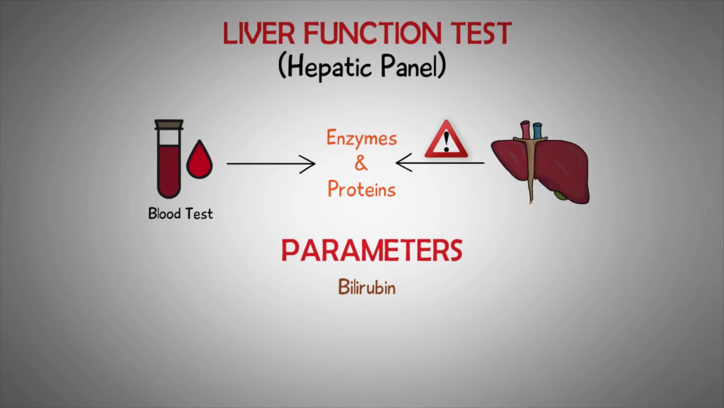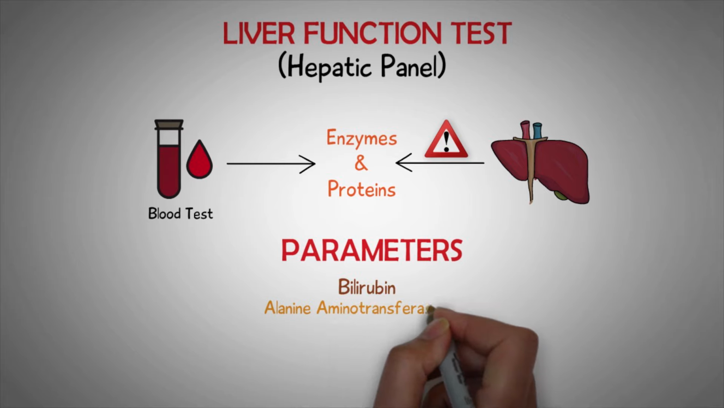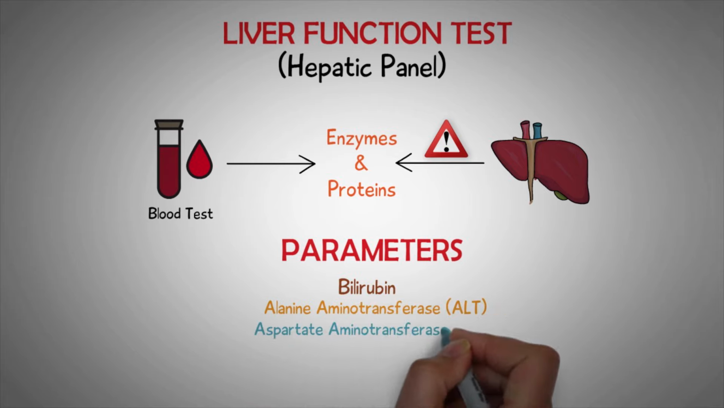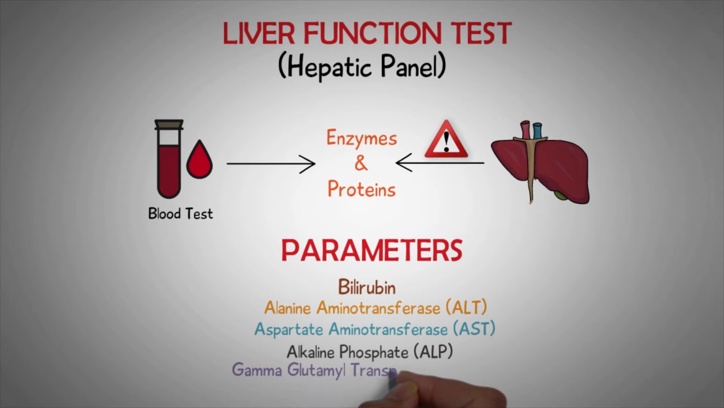These are: number 1, bilirubin, which is of two types, conjugated and unconjugated; alanine aminotransferase, abbreviated as ALT; aspartate aminotransferase, abbreviated as AST; alkaline phosphatase, abbreviated as ALP; and gamma glutamyl transpeptidase, GGTP. Let's now see each of them one by one.